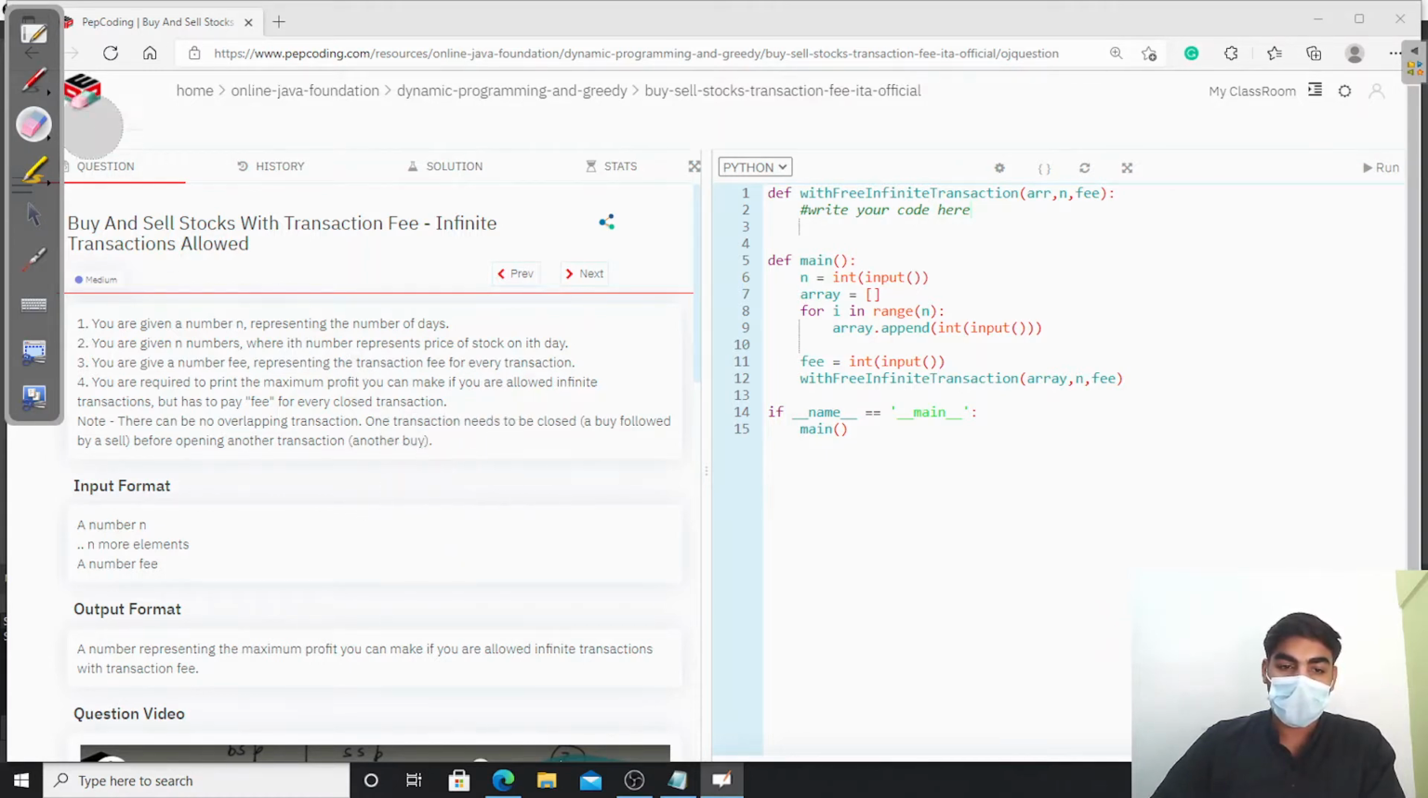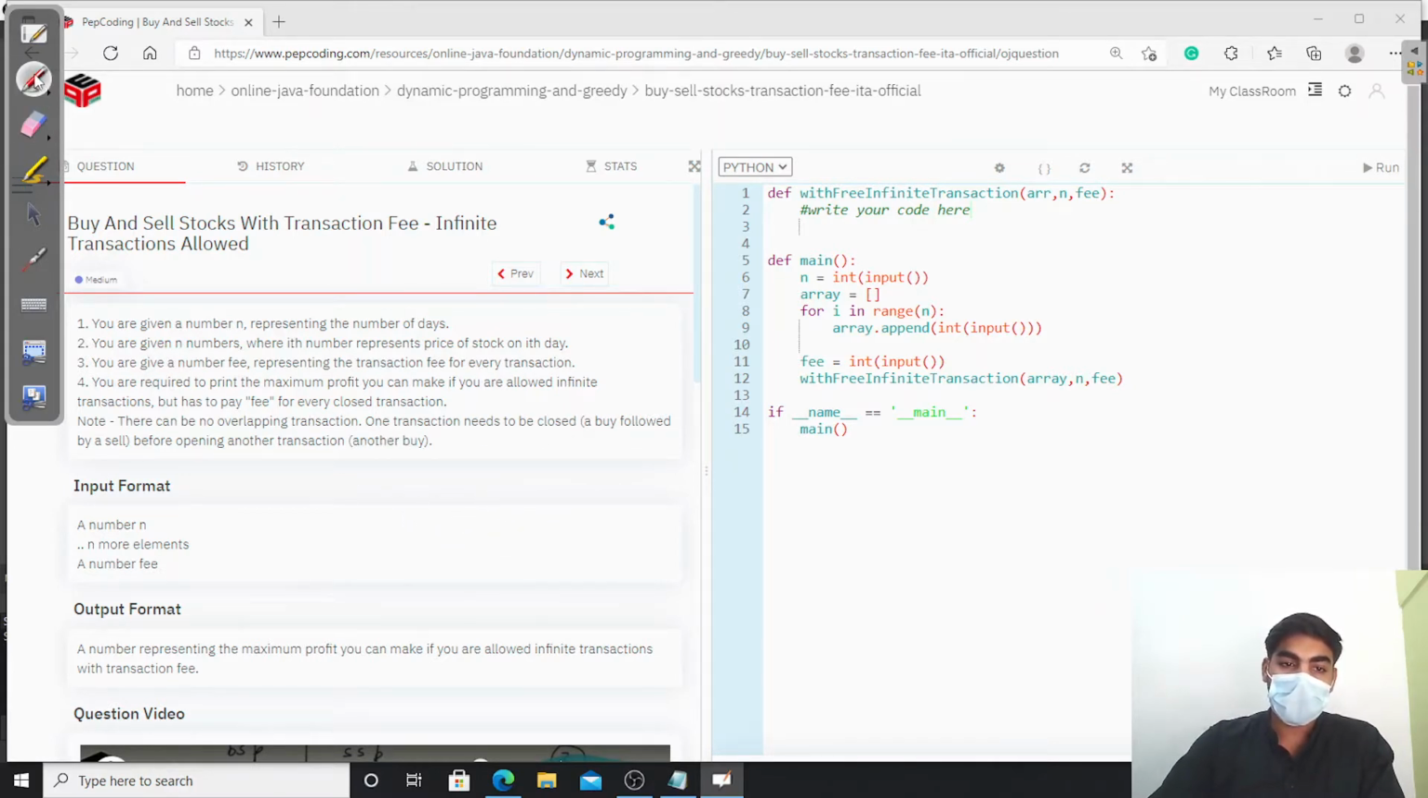Or we can say this type of transaction also comes under overlapping: buy one, buy two, then sell two, then sell one. So you can see here we are buying first, then buying second, then selling second, then selling first. You can see we are doing a transaction inside another transaction. So these are also overlapping.